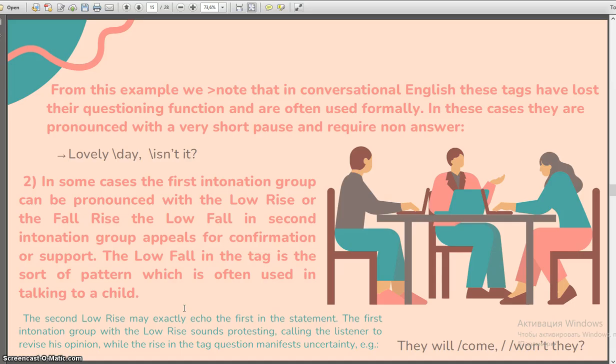In some cases, the first intonation group can be pronounced with the low rise or the fall-rise, and the low fall in the second intonation group, in confirmation or support. The low fall in the tag is the sort of pattern which is often used in talking to a child.